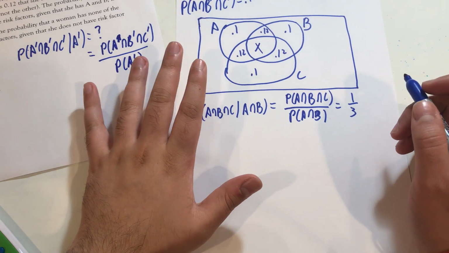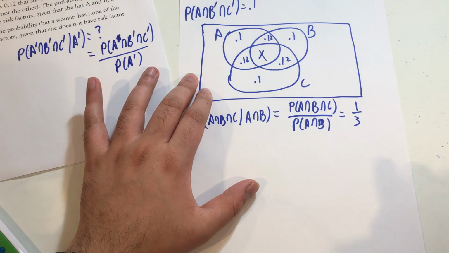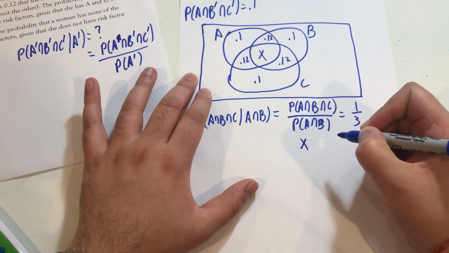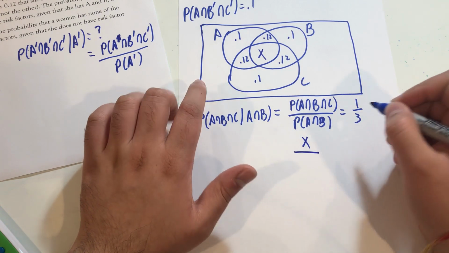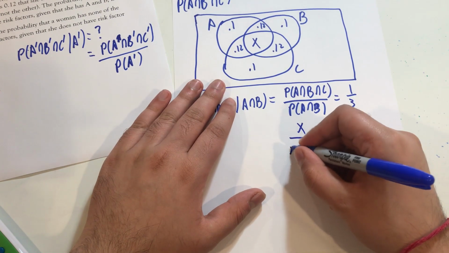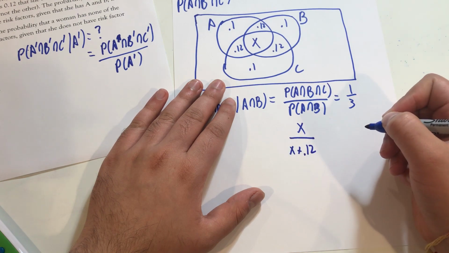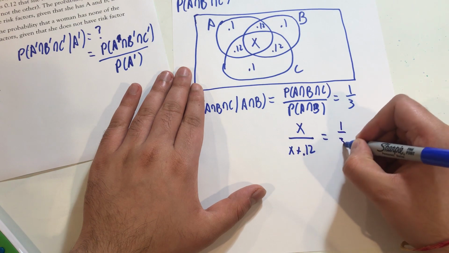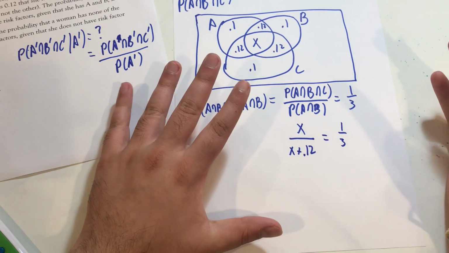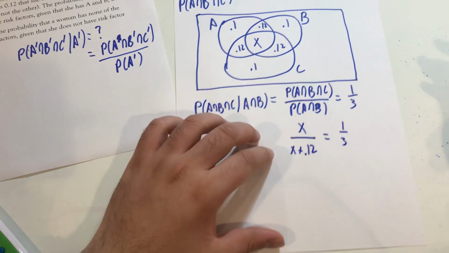So the probability that she has all three, well, that would simply be X, right? Now, the probability that she has A and B would be X plus 0.12, right? And that's going to be equal to 1 over 3. And hopefully this should seem pretty easy. This is just high school level algebra at this point.